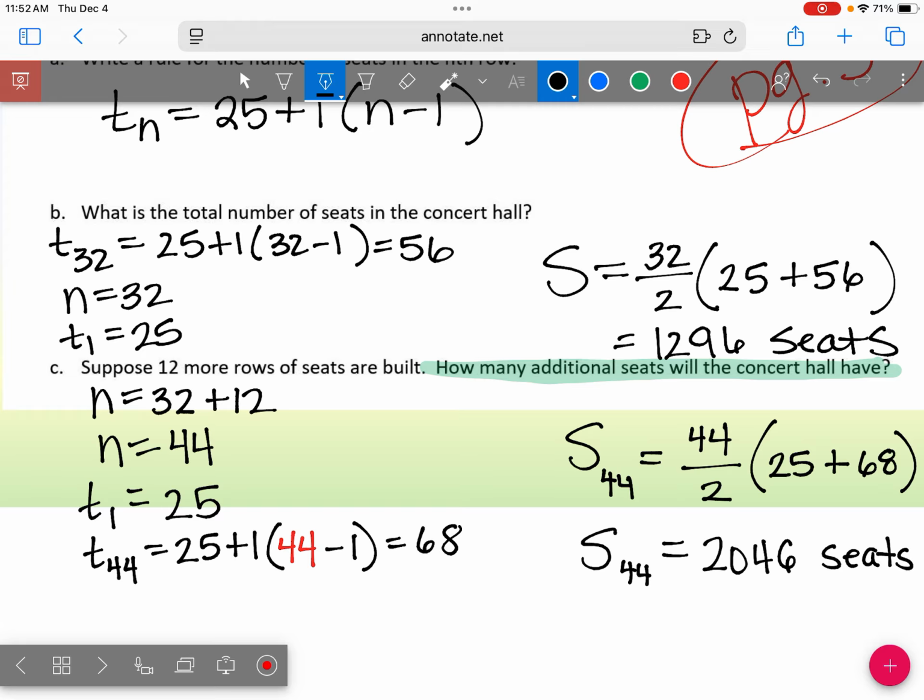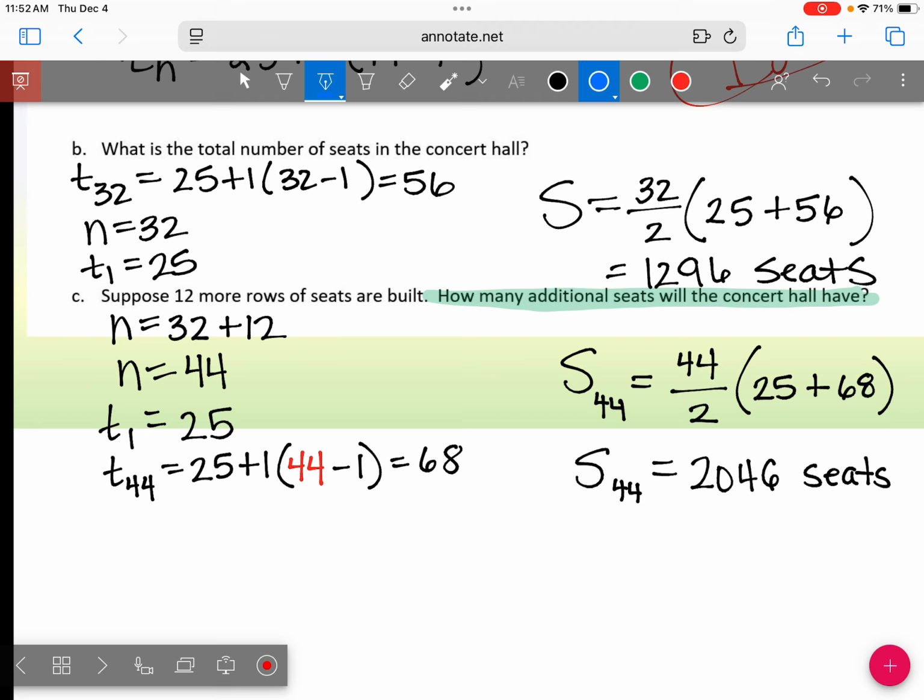Okay, but we still didn't answer the question. You always need to go back and reread what they are asking for. The question is, how many additional seats will this new concert hall have? So what do I need to do with my answers for part C and part B? You need to subtract them. Go back and make sure you are answering the questions. So that would be 2046 minus 1296.